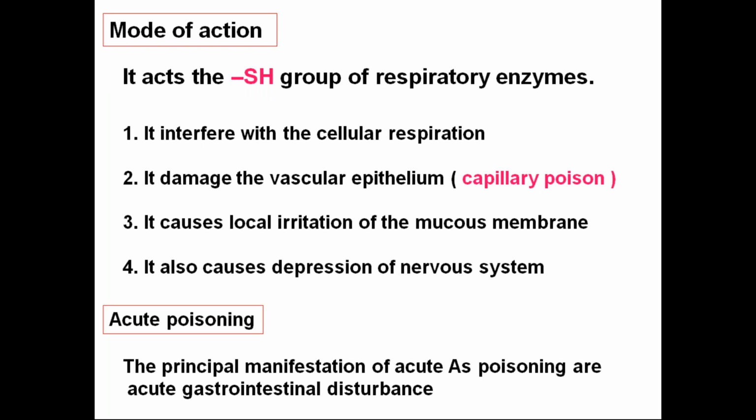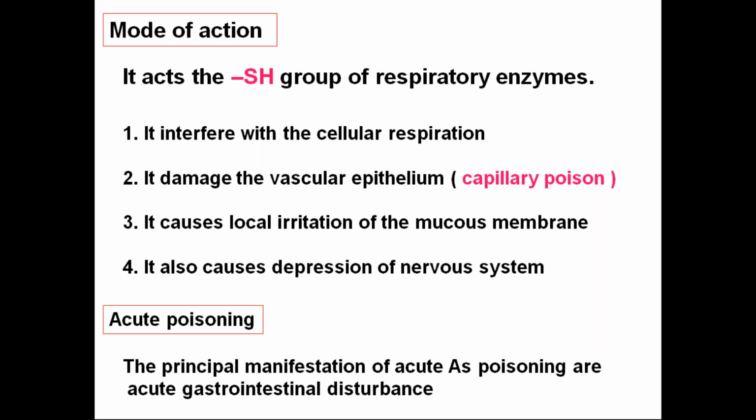What is the mode of action of these arsenic salts? It acts on the SH groups of respiratory enzymes, sulfhydryl groups, and then it will block the action of these respiratory enzymes. Thereby cellular respiration is inhibited, and there is damage to the vascular epithelium. Mostly it is a capillary poison. So that's why it is called a capillary poison. It will damage the vascular epithelium. It causes local irritation of the mucous membrane, and then it causes depression of the nervous system.